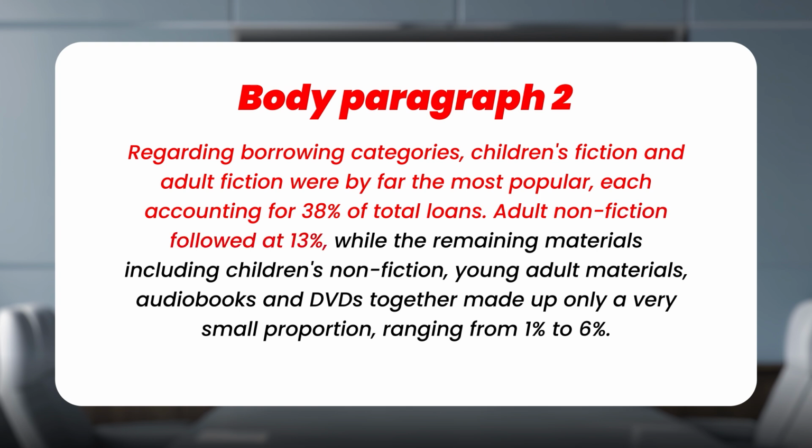And now we are going to talk about the remaining categories. Since they held very small proportion, 1 to 6% only, we will compare them by using while or whereas. So adult non-fiction followed at 13%, whereas the remaining materials, including children non-fiction, young adult materials, audiobooks and DVDs, together made up only a very small proportion, ranging from 1 to 6%. This is another way of representing data where you are creating the ranges, 1 to 6%. So don't write every value that one thing is at 6%, another thing is at 2% or 1%. You can club them together. If you start creating a new sentence for every category, you'll end up writing an essay, and that is not suggested.